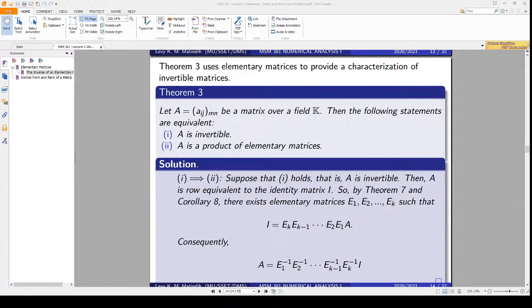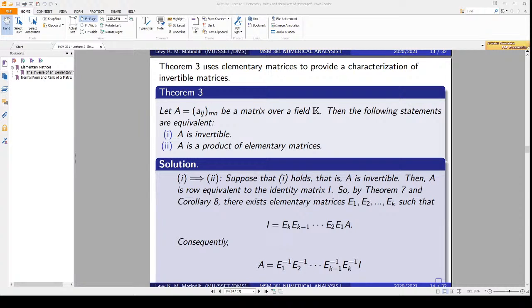The reason being, if A is invertible, then it is row equivalent to the identity matrix I. What do you mean by it's row equivalent to the identity matrix I? What we are saying is A can be obtained by applying a finite sequence of elementary row operations on the identity matrix. Provided it's invertible, then you can obtain it from the identity matrix by applying elementary row operations. Or you can get the identity matrix by applying the same finite sequence of elementary row operations on the matrix A.